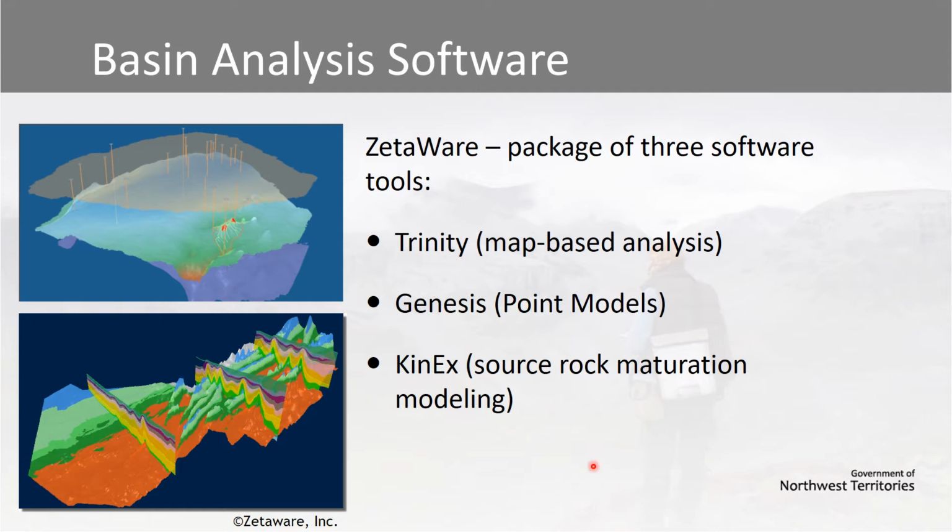There's also Genesis, which is what they call a 1D modeling tool, but here I'm going to call point models. It can be used for temperature, pressure, or maturity modeling. And Kinex, which is used to model source rock maturation. It predicts the composition of expelled hydrocarbons and properties such as gas-to-oil ratio, vitrinite reflectance, and fluid density.